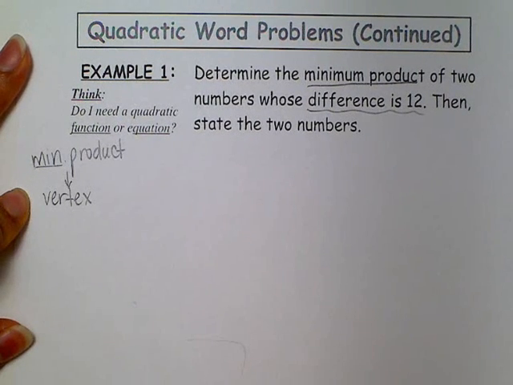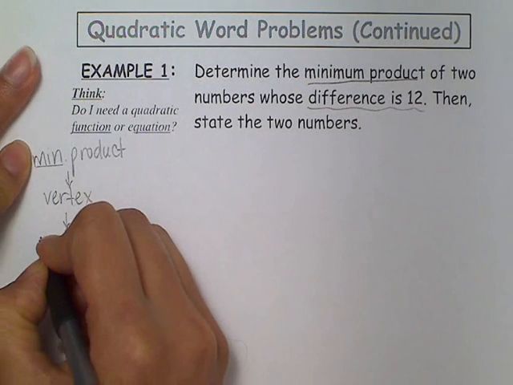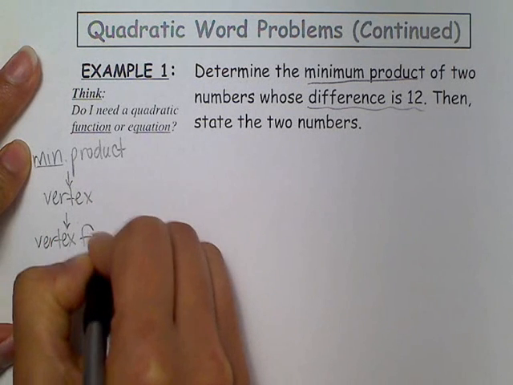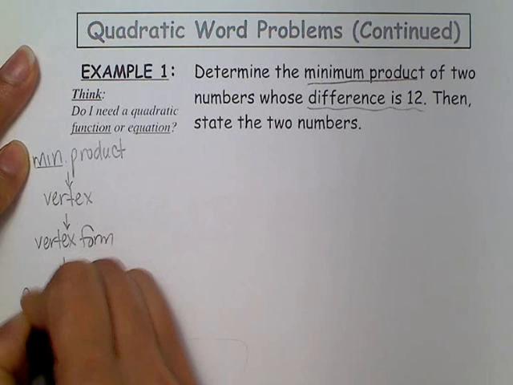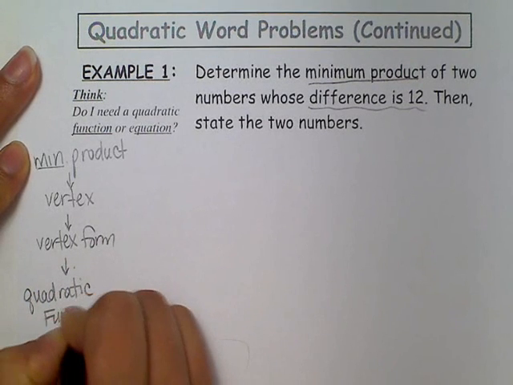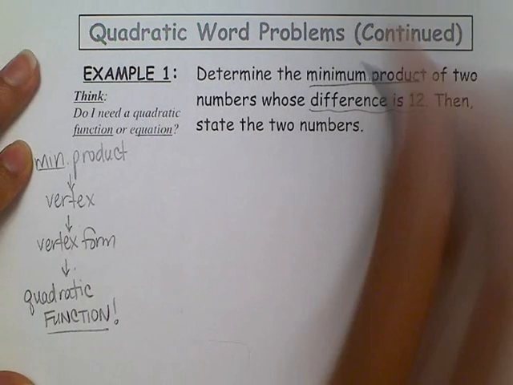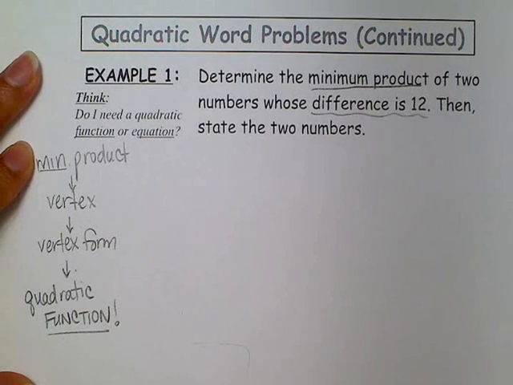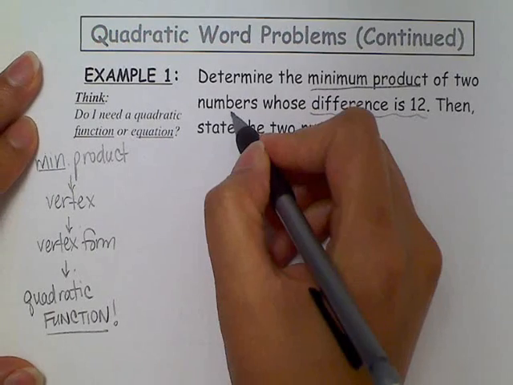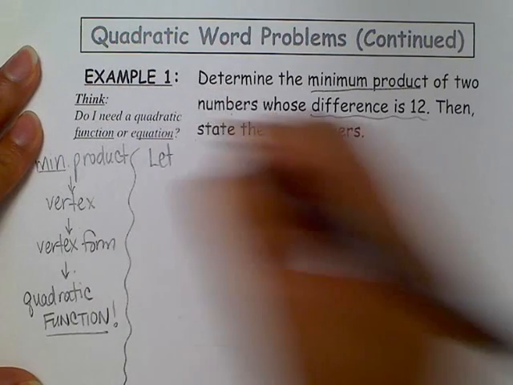I'm looking for a minimum product. I know I need to find a vertex in order to find a minimum, which means I eventually need a quadratic function in vertex form. And if I need something in vertex form, I know that I need to create a quadratic function. Okay, the word minimum is what gave away to me that I need to create a quadratic function. And now this quadratic function is going to depend on a minimum product of two numbers. So I need to introduce some variables.